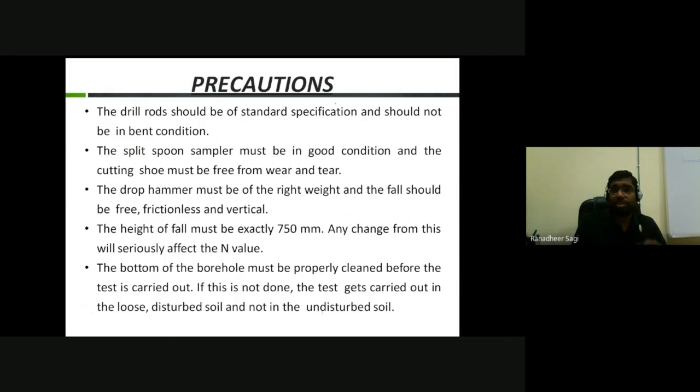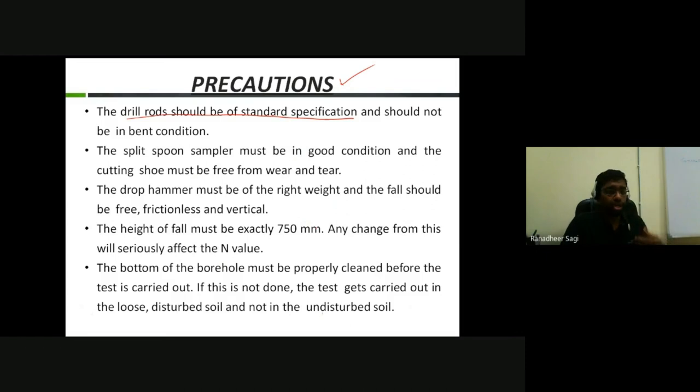And there are certain precautions one has to take into consideration while performing this SPT test. Your split spoon sampler should be in proper condition. It should have a proper cutting edge. You should ensure that your drill rods are of standard specification and not bent. The hammer should be freely falling, minimizing frictional losses, energy losses, and other losses. And you should maintain a standard free fall height of 76 centimeters, or approximately 75 centimeters.